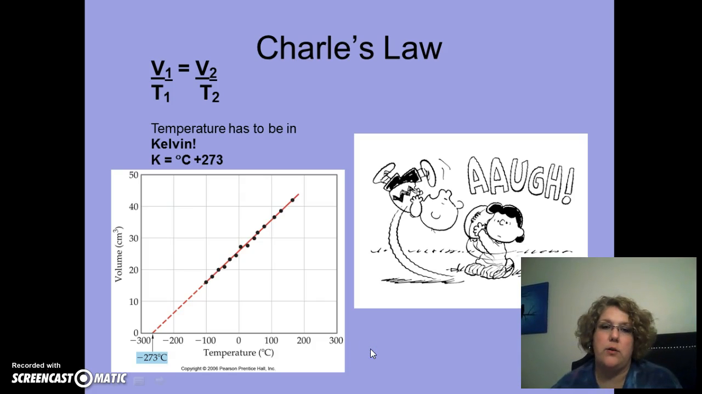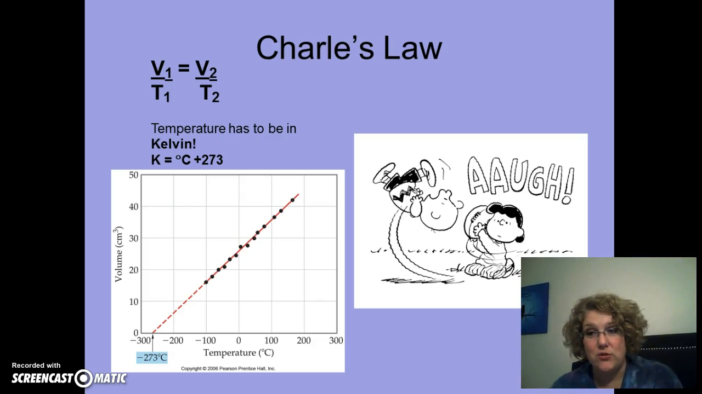All right, so here's a graph of what Charles's law looks like. Boyle's law was inversely proportional, so we saw a hyperbola. This time we see a straight line because this is what directly proportional looks like. The formula, instead of multiplying our two variables like we do with an inversely proportional relationship, we divide them since it's directly proportional. So V1 divided by T1 is equal to V2 divided by T2.